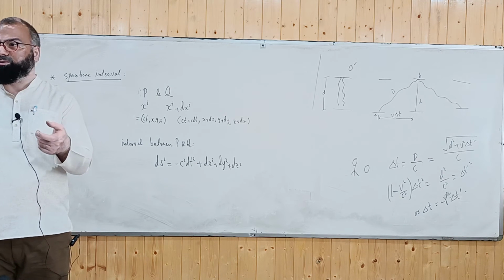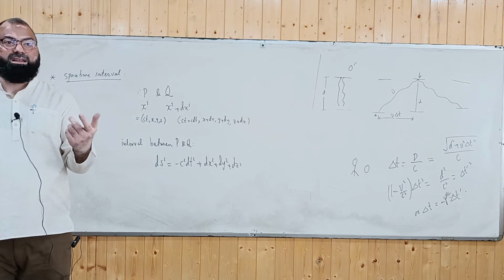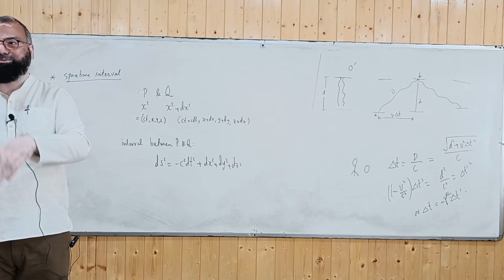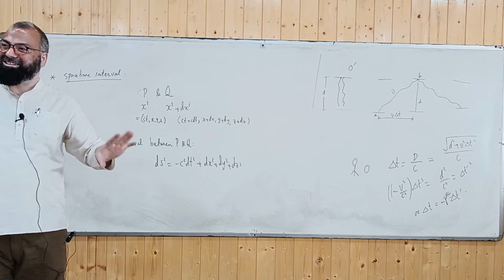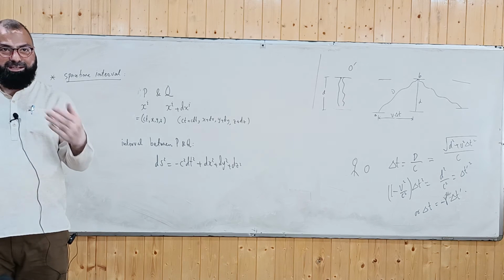Squares of the difference between the two points. Let's say r. So x square plus y square plus z square. That is the distance between the two points, the Euclidean way.